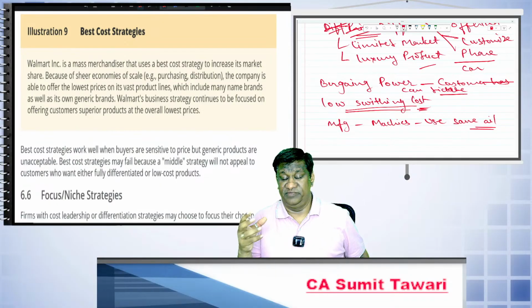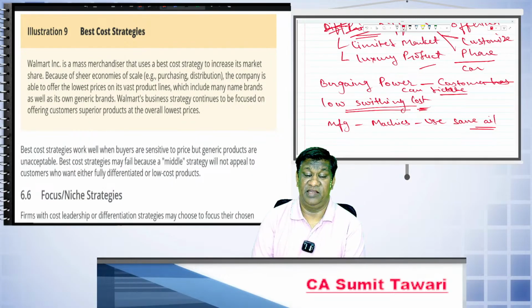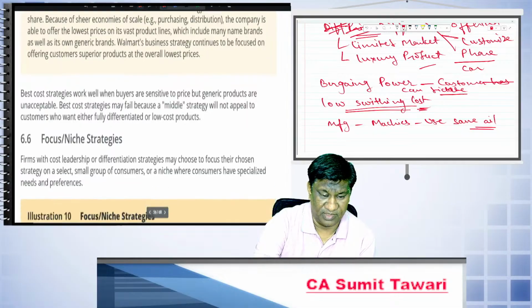If they are giving a branded product, that means they are offering a product differentiation strategy. But because they are buying in bulk and they have a strong network of purchase and distribution, they are able to sell at a lower price. So they are adopting both cost leadership as well as product differentiation.